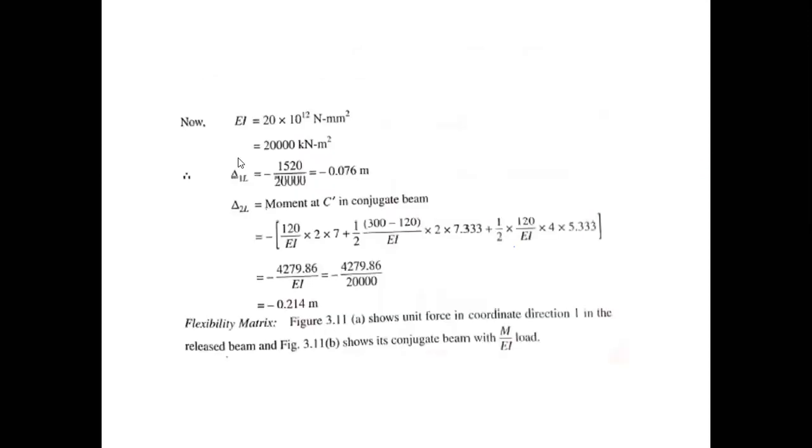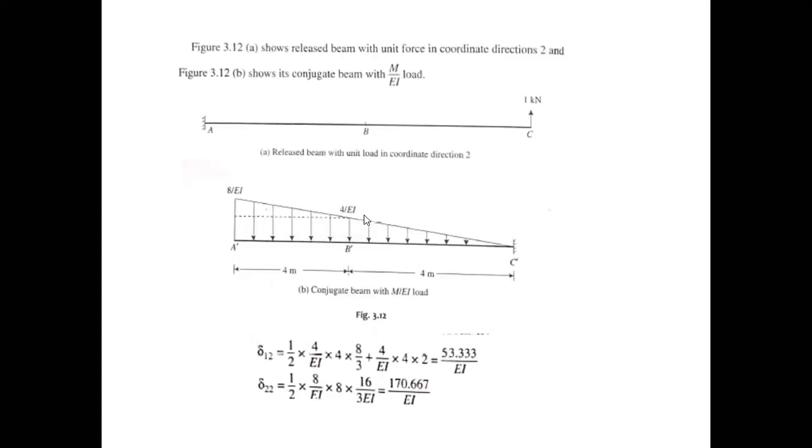Over here, we have calculated delta 1L and delta 2L. These are the final displacements due to the load in coordinate direction 1 and coordinate direction 2. So we have substituted the value over here, and this will give the final forces in coordinate direction 1 and coordinate direction 2, that is F1 and F2. So this thing goes to this side, and this will give the inverse of this, and we can simply calculate its inverse like this.